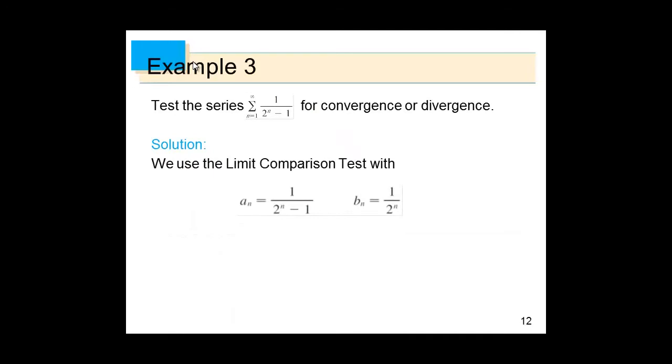So I'm going to take a_n to be 1 over 2 to the n minus 1, b_n to be 1 over 2 to the n. Take the ratio of the two. If you take the ratio of the two and take the limit, what would you get? What would be your guess for the limit?